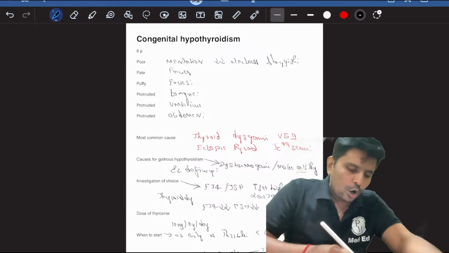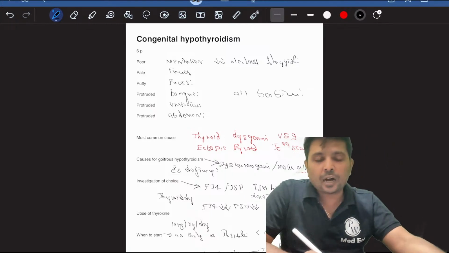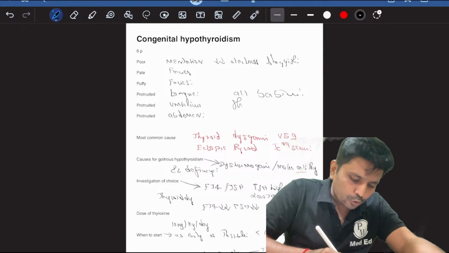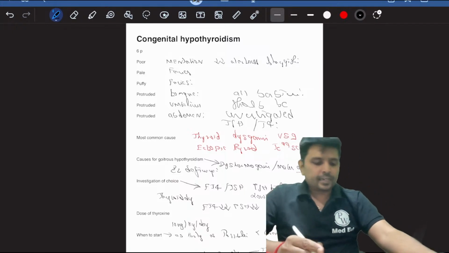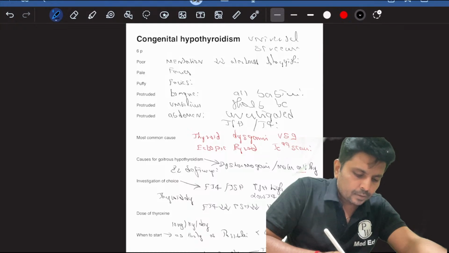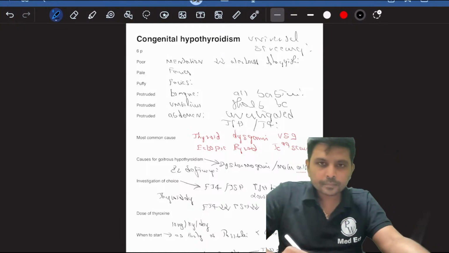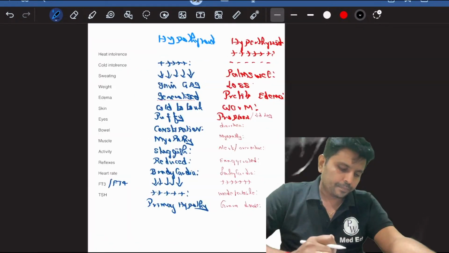Short question. All babies, irrespective of features of hypothyroidism, should be investigated with TSH, if possible T4. That is called universal screening. Okay, this is about congenital hypothyroidism.